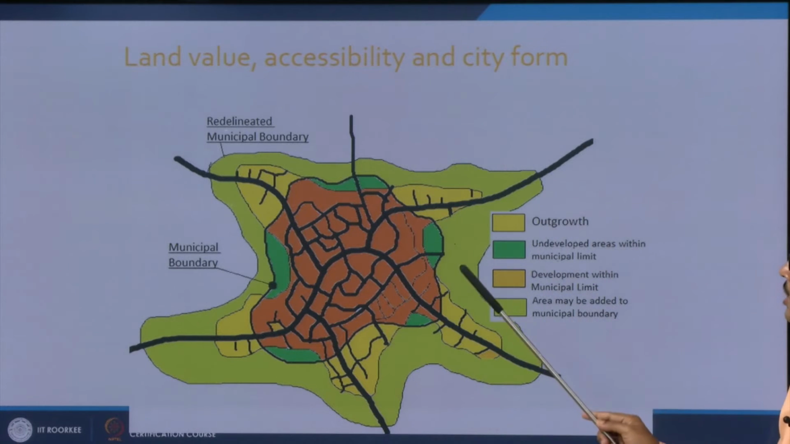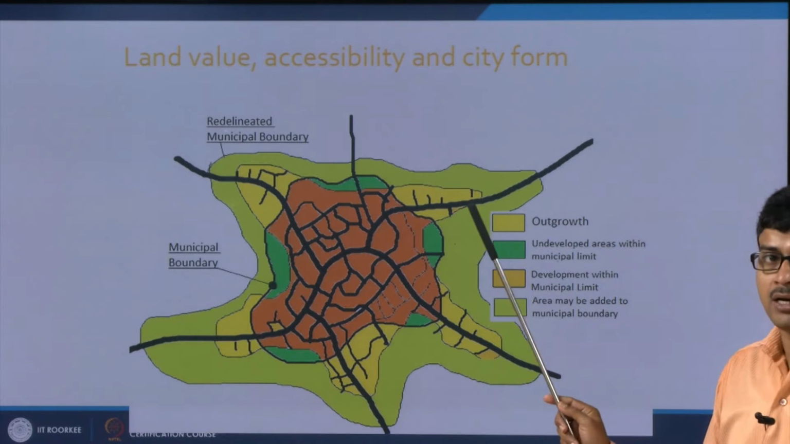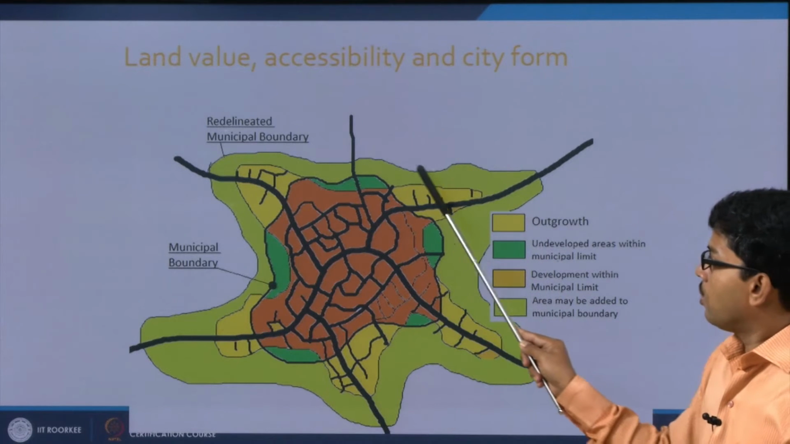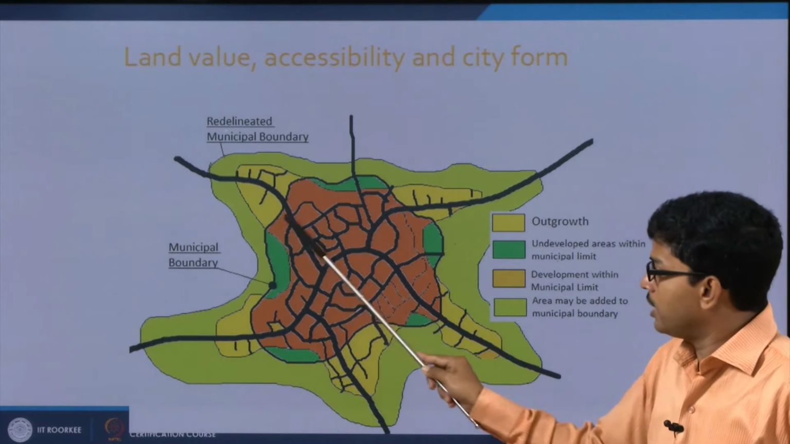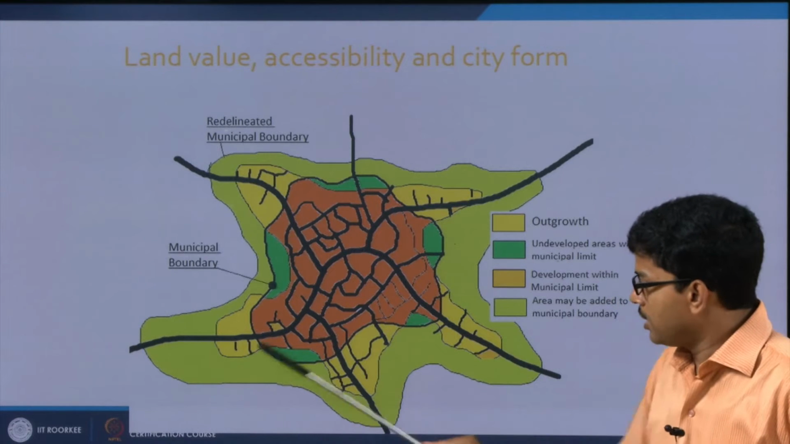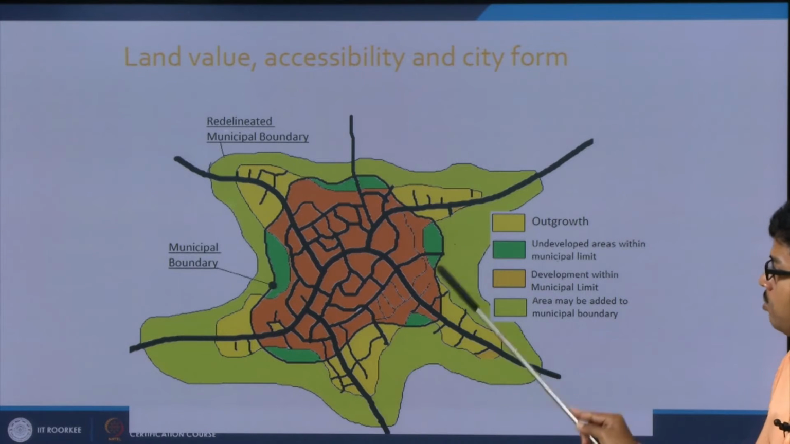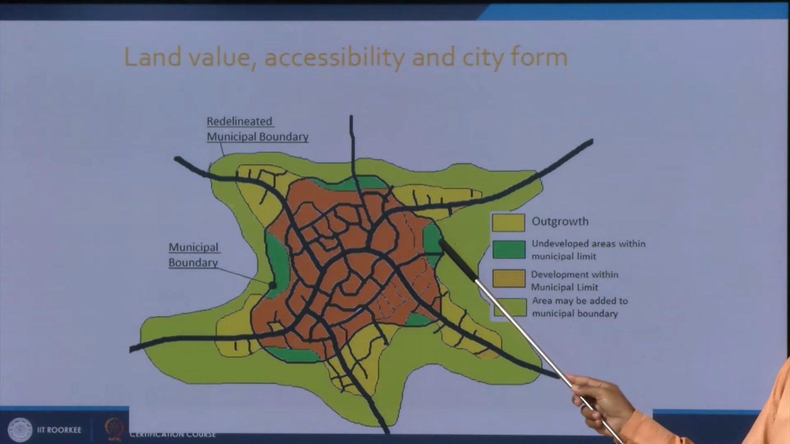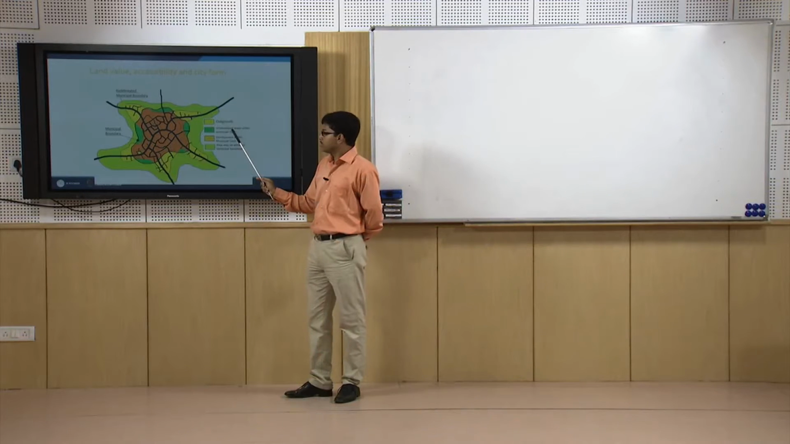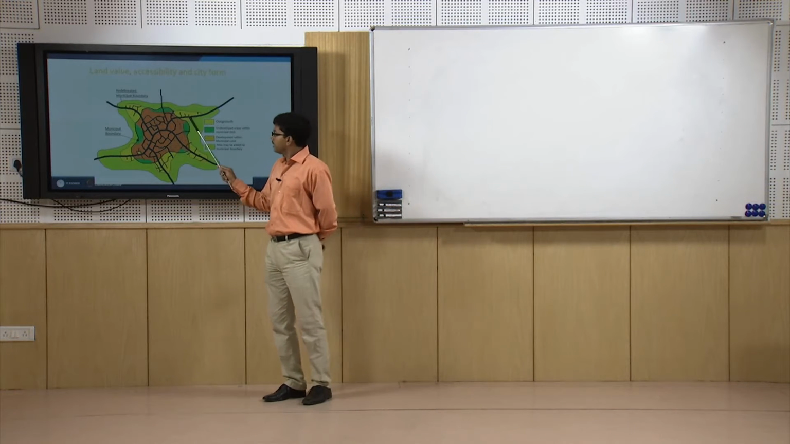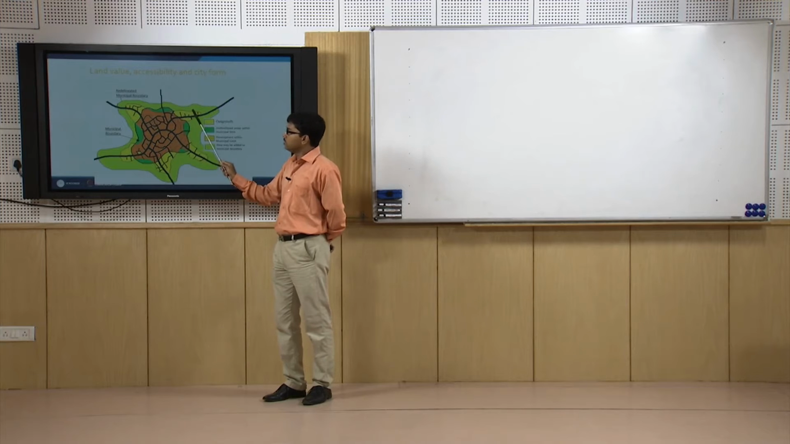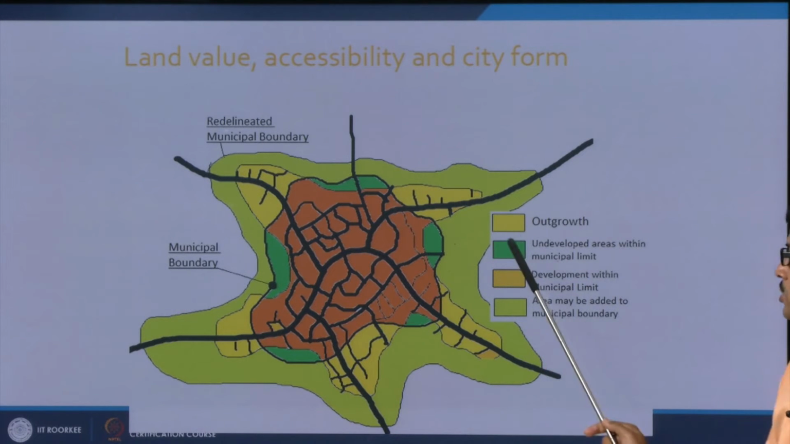connectivity. So here our planning intervention should cover all the areas, including the future prospective areas where the land value is very high. You can see this green area, which is undeveloped even within the municipal limit, and this area, even beyond the municipal limit or city limit, is developed area.